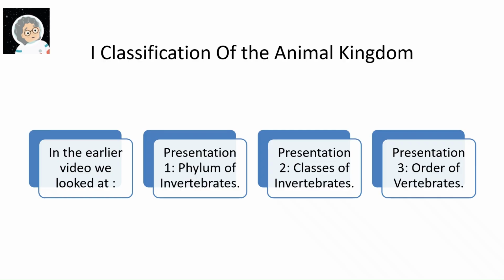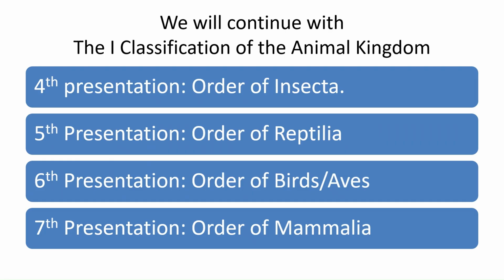In the earlier video, we looked at presentation 1, which was the phylum of invertebrates. In presentation 2, we looked at classes of invertebrates. And in presentation 3, we looked at order of invertebrates. We will continue with the first classification of the animal kingdom.